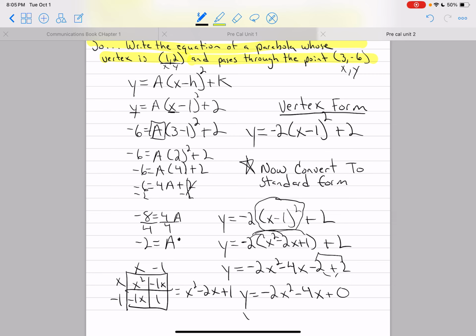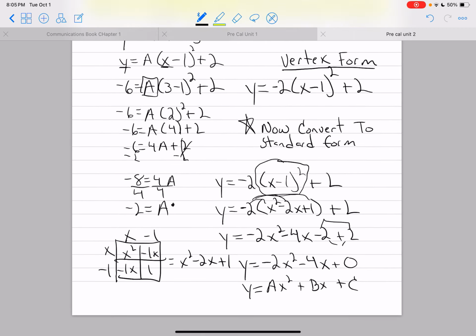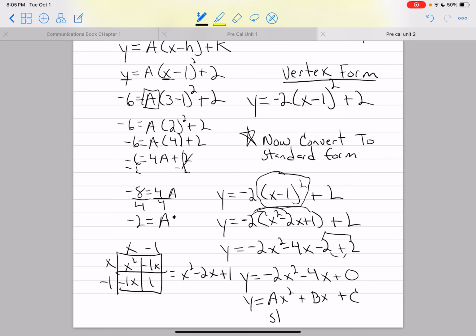This right here, y equals ax squared plus bx plus c, this is my standard form. So we're going to do a bunch of this in class.